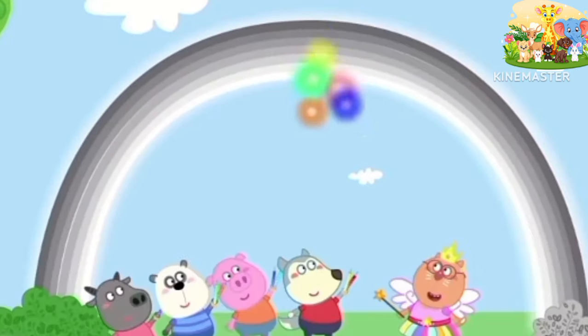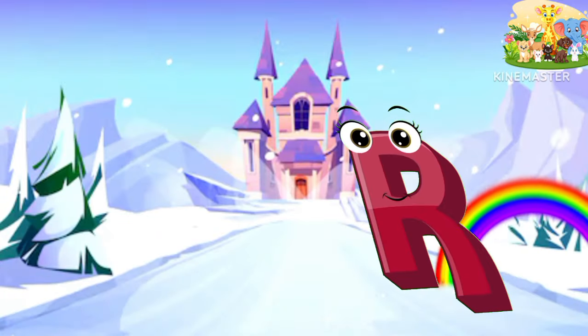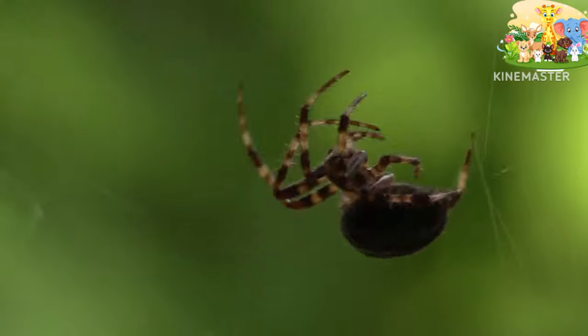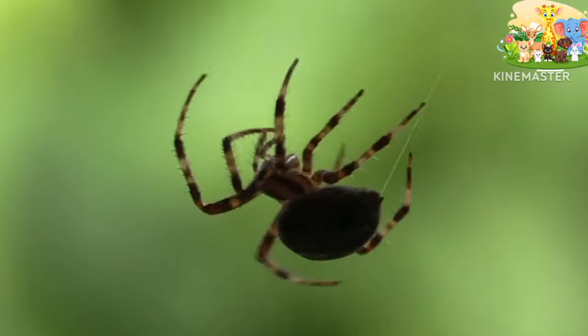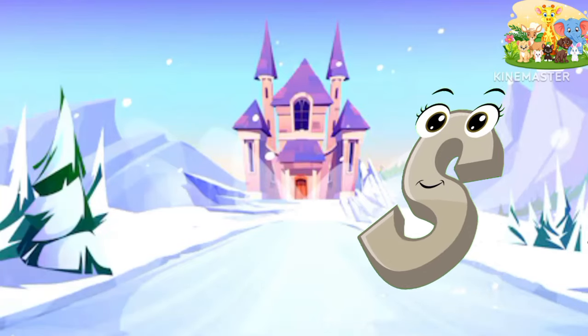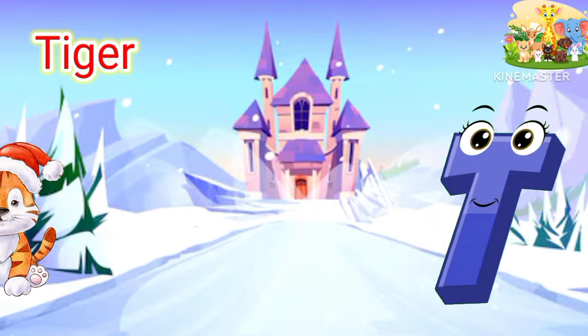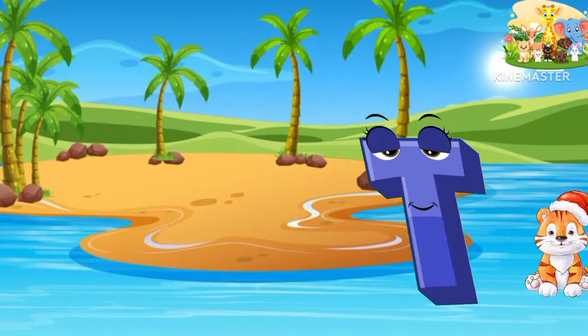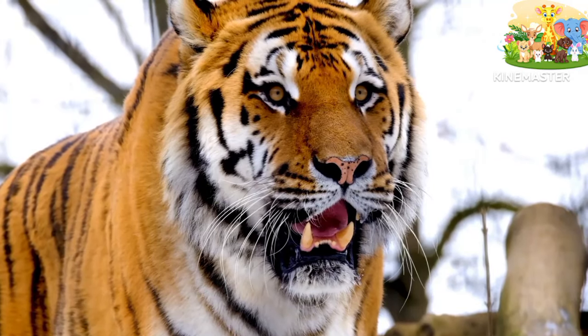R is for rainbow, rainbow. R, rainbow. S is for spider, spider. S, spider. T is for tiger, tiger. T, tiger.